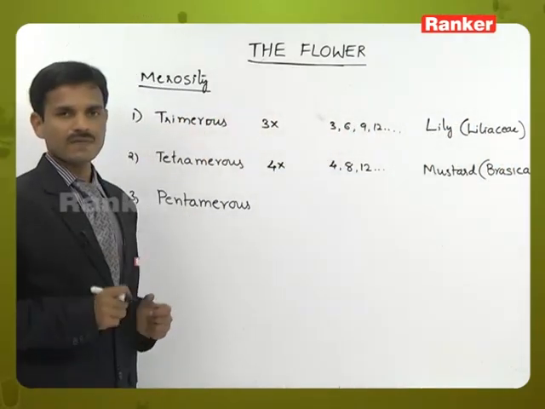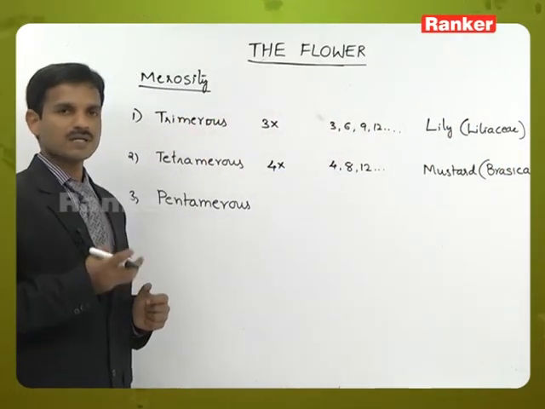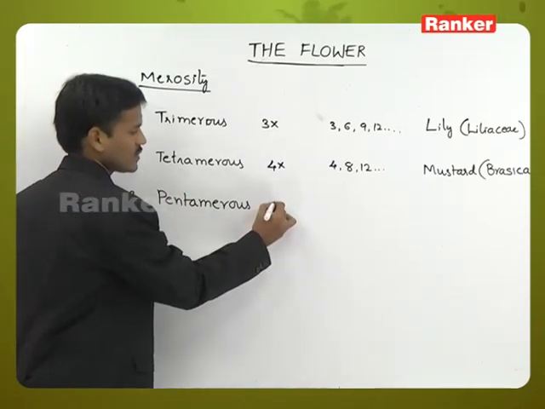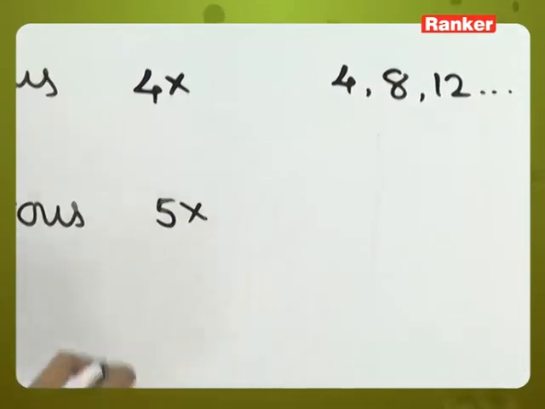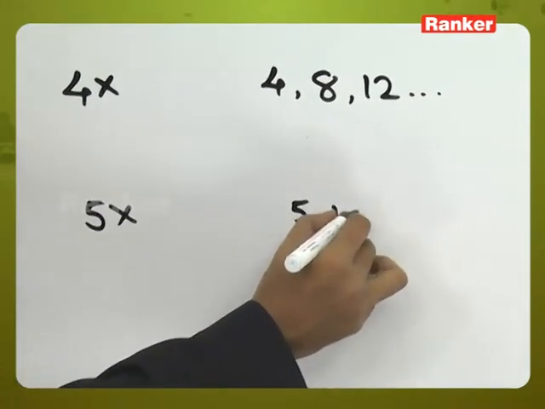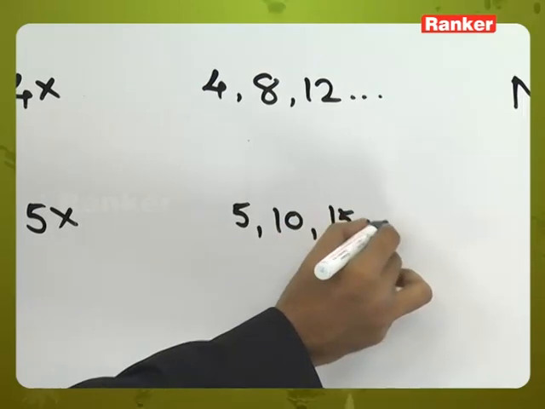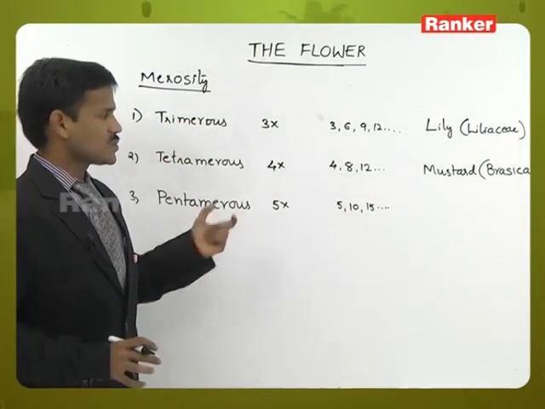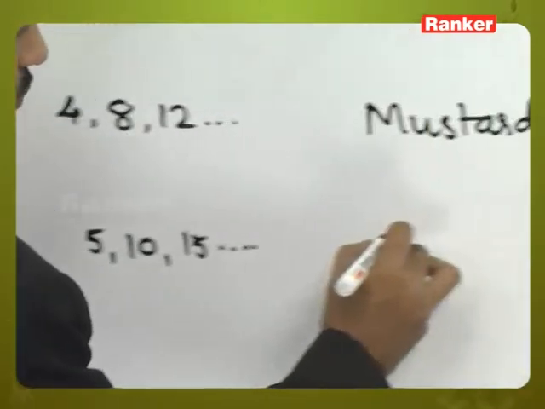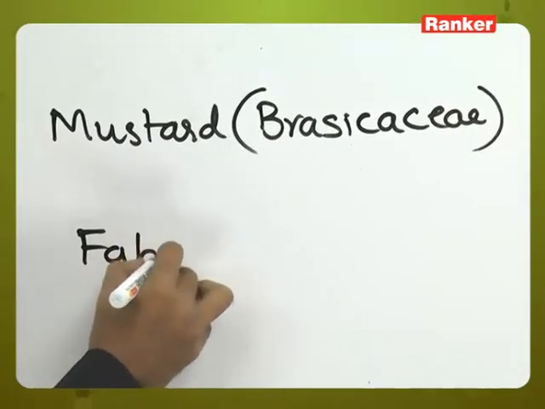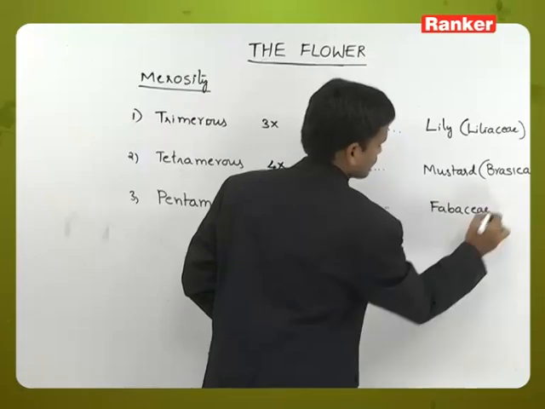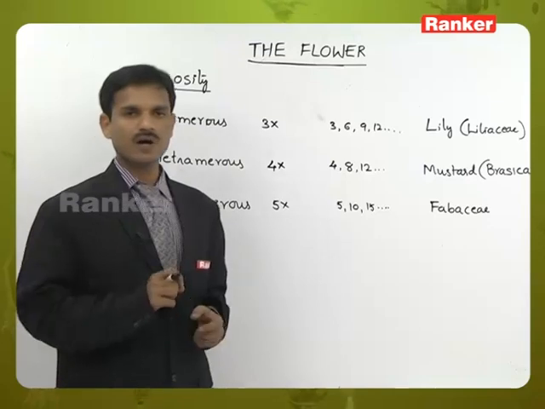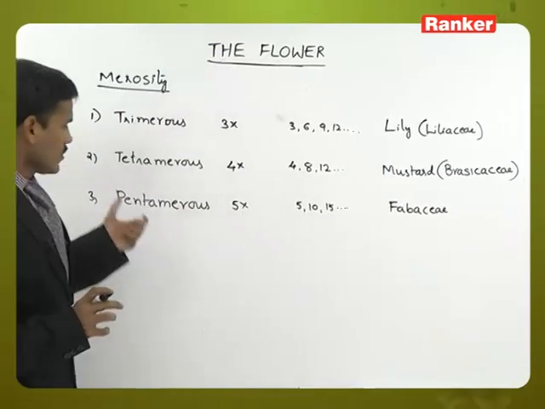And pentamerous flowers. Pentamerous flowers show multiples of 5 floral leaves in each whorl: 5, 10, 15. Pentamerous flowers are observed in the Fabaceae family. Okay, Fabaceae family are legumes, so in all legumes the flowers are generally pentamerous.